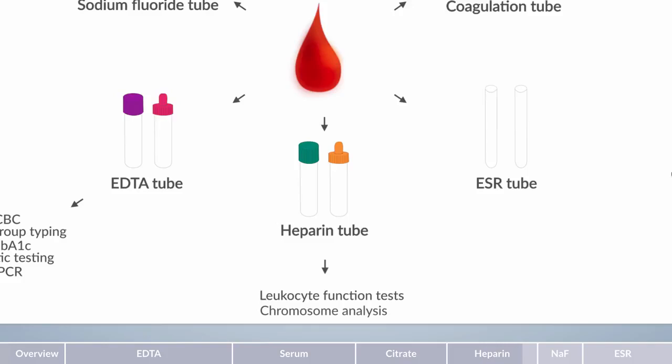Yet, EDTA tubes also have a disadvantage. EDTA affects cell function and is therefore unsuitable for functional analysis. For this reason, heparin tubes are the preferred choice in analyzing cell function.